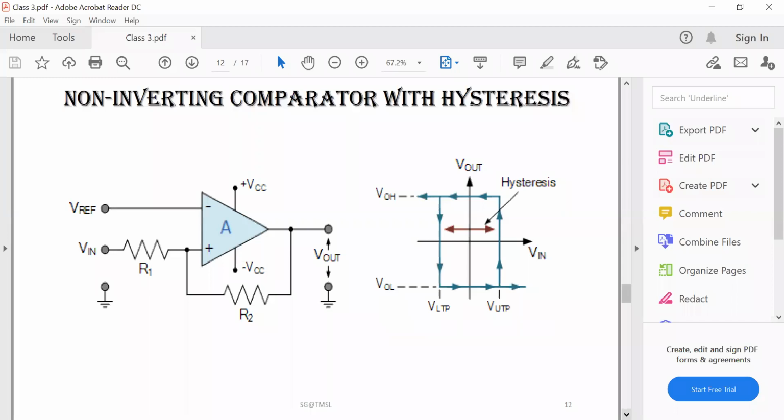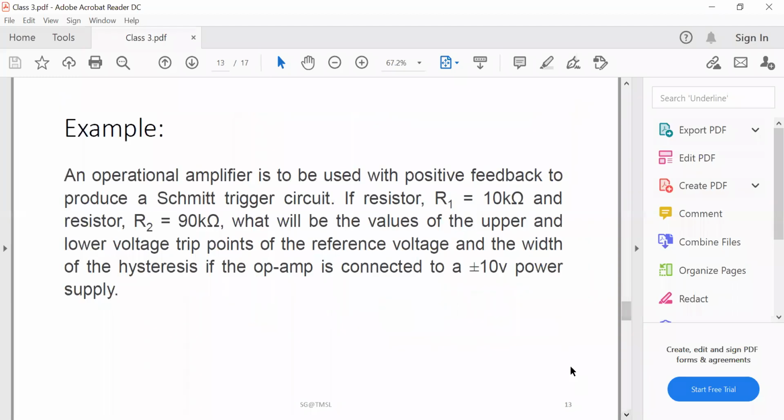Do you have pen and paper with you, everyone? Please take a pen and paper. There is an example problem. You need to calculate this right now. Everyone, unmute yourself. Do you have pen and paper with you? Are you ready?